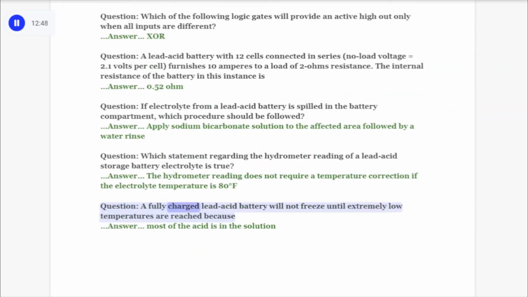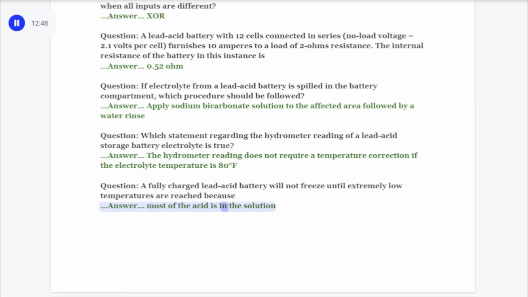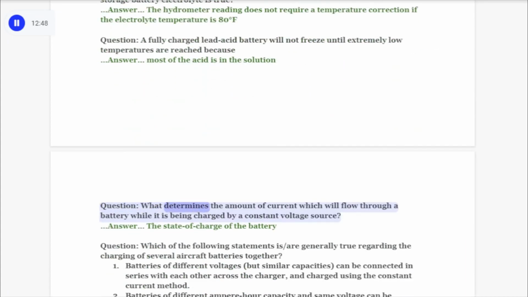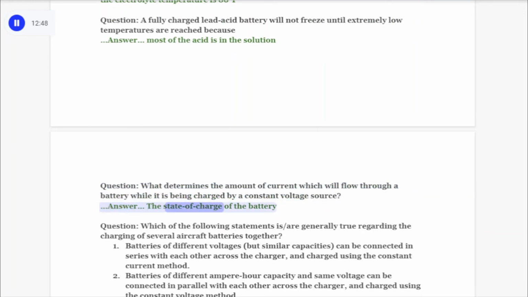Question. A fully charged lead-acid battery will not freeze until extremely low temperatures are reached because... Answer. Most of the acid is in the solution. Question. What determines the amount of current which will flow through a battery while it is being charged by a constant voltage source? Answer. The state of charge of the battery.